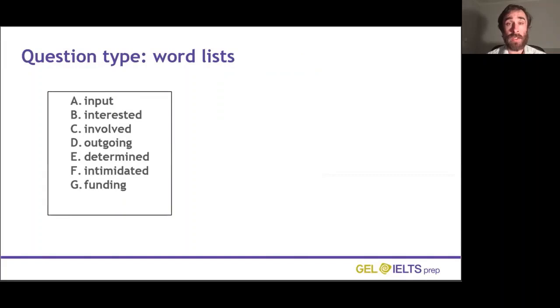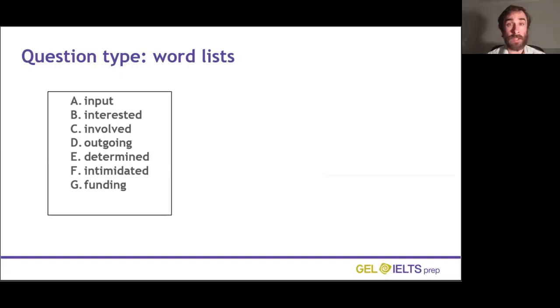Some questions will give you a word list. This means that you must not take your answer from the text. Instead, your answer will be one of these options. The options will begin with a letter, and you should write the letter as your answer. When we look at word lists, we can often use the information to help predict our answers.